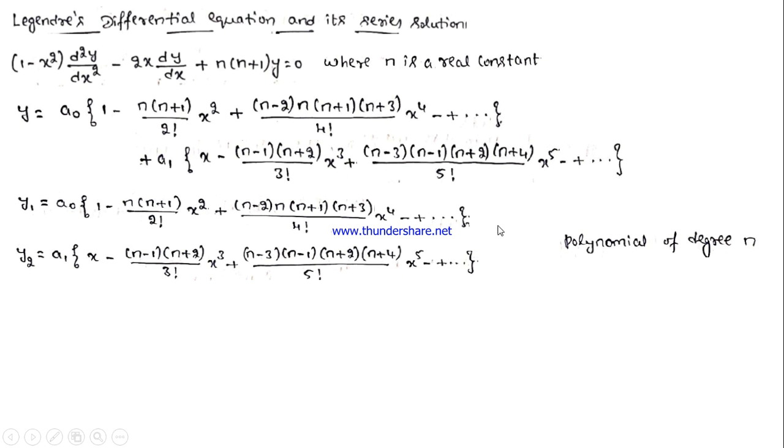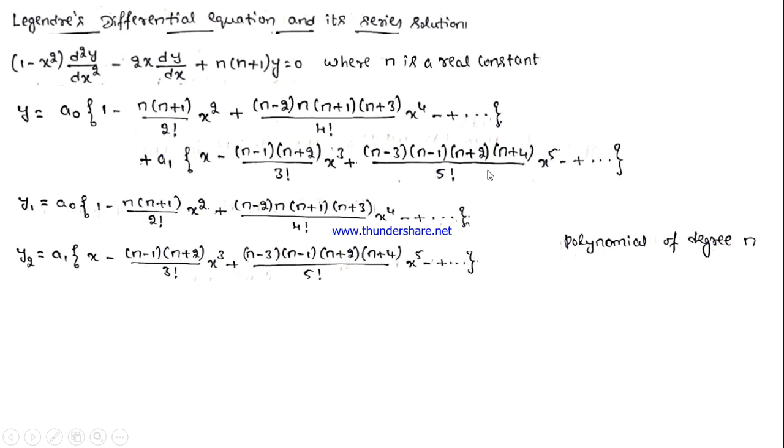So depending on whether it is an even integer or odd integer, if n is an even integer, y1 becomes a polynomial of degree n, and if n is an odd integer, y2 becomes a polynomial of degree n. Okay, but keep this in mind. In this solution, if you take n as a positive even integer, this becomes a polynomial. What about this? Is this a polynomial? No. This one is an infinite series.